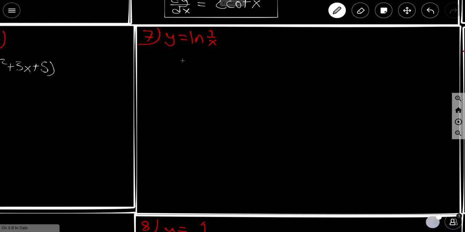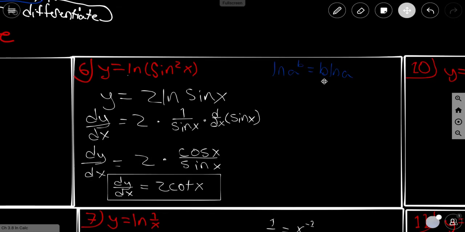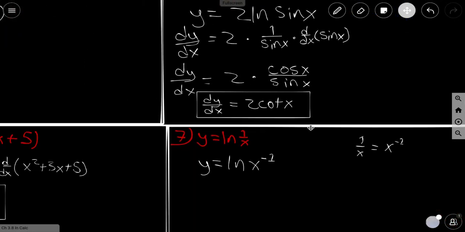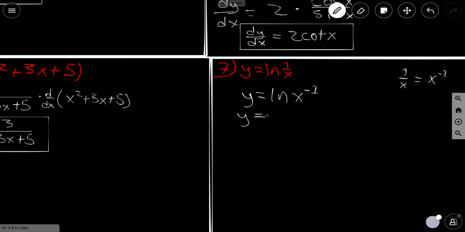Alright, so for this one, same thing. We could rewrite this, which is what I'm going to do. I'm going to rewrite it like so, x to the negative 1, and the reason is that 1 over x is equivalent to x to the power of negative 1. And then we're going to use the rule that we used in the last problem. y equals negative ln x. Then we're going to differentiate, which is going to give us negative 1 over x.